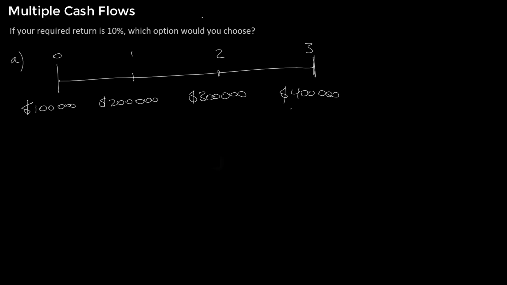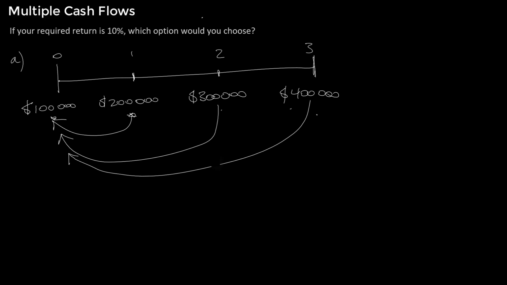So we can't compare this option with option B by simply adding these values together. We can't just go 100, 200, 300, 400 and say, oh, that's the present value of option A. What we need to do is discount these values back to the present time. For the $200,000 cash flow, because you received it in year 1, we'll have to discount it back 1 year using the present value formula. For the $300,000 amount received in year 2, you need to discount it back 2 years. And for the $400,000 amount, you need to discount it back 3 years.